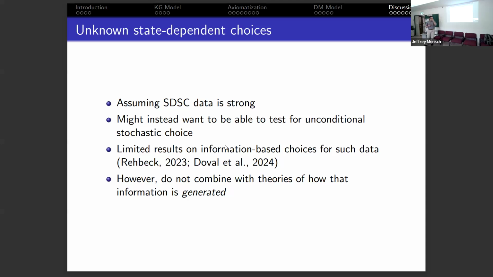choosing based on information. But by and large, these results don't combine them with theories of how that information is generated, and so I think this is still going to be an interesting direction for research, how to combine the results that characterize choice based on information with results for non-state dependent choice on how that information is generated. So yeah, that's all I have. I think we have a couple minutes for questions.